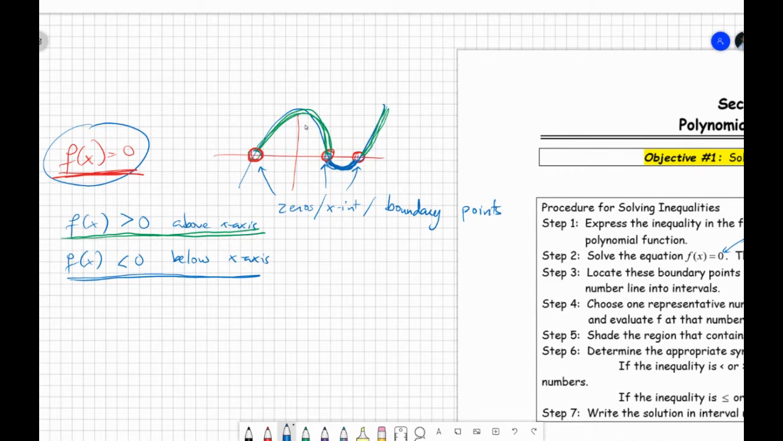So this portion right here. Okay, so you can see there are 3 different types of solution. You can either have it equal to 0, where you have the boundary point. You can have it above the x-axis, where you have the green portion, and you can have it below the x-axis, or the blue portion. Now you can combine either one of these with the equality. That means that you can just include the boundary points. Okay, so there are different ways that we can do that too.